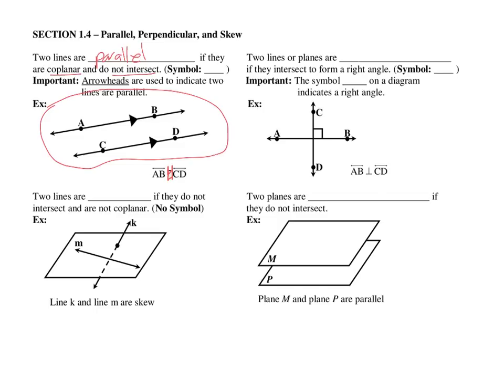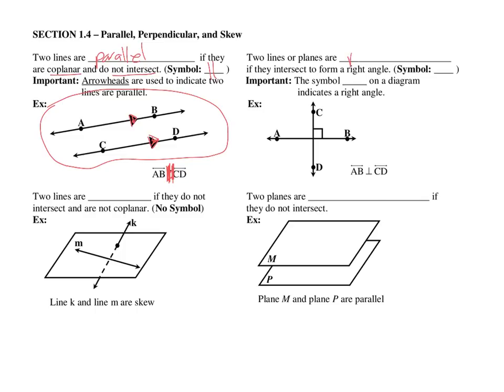And the symbol for parallel is two vertical lines. Now very important, arrowheads are used to indicate two lines are parallel. So if you see arrowheads like this on two lines, right away that tells you that they're parallel. So we have line AB is parallel, vertical bars, or two lines, to CD.